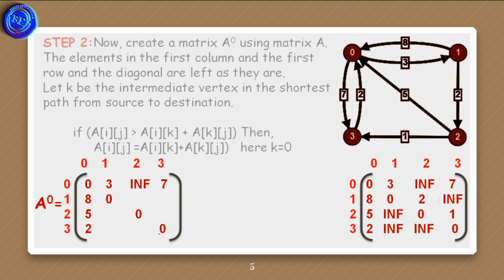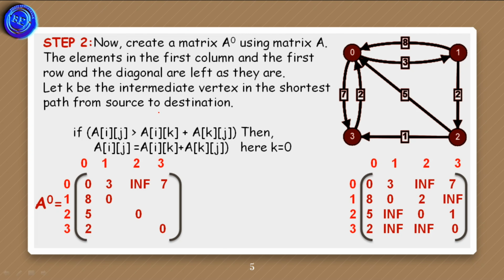Coming to the second step, here I am going to create a matrix named A0 by using the matrix A which was derived in the previous slide. In this A0, the first row, the first column and the diagonal elements are the same as the previous matrix, that means the A matrix, and we are going to calculate the remaining edges by using one intermediate vertex named K. Initially the K value is 0, as we are taking A0, so A0 represents K equals 0.